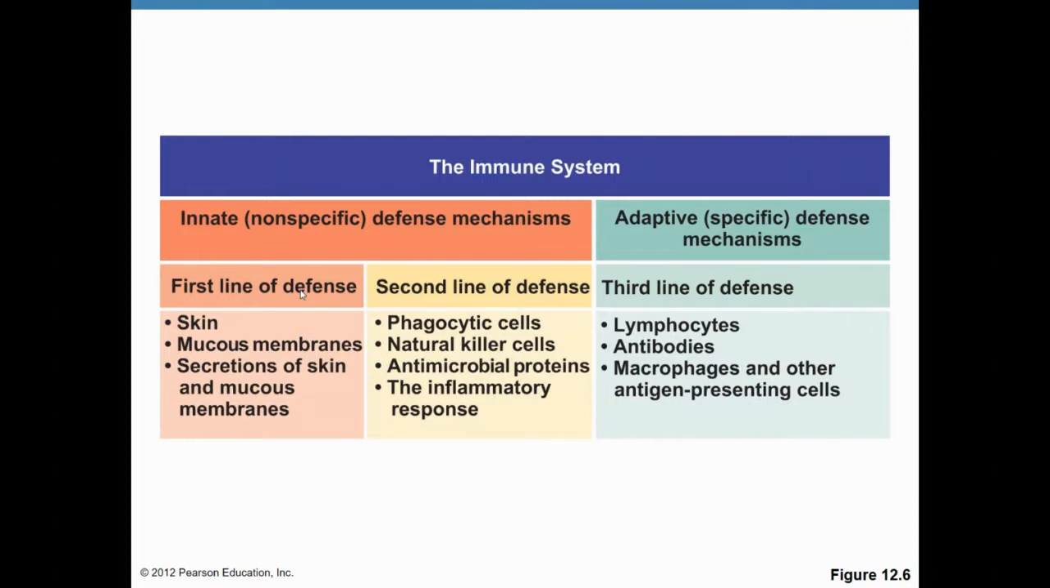But then if something gets past all of that, then we have our third line of defense, which is the adaptive or specific immune system. And this is where our lymphocytes, our B cells and T cells come into play, the antibodies that are secreted by the B cells, and then we have another type of cell called an antigen presenting cell. And it's going to play an important role in actually preparing our T cells for the fight.